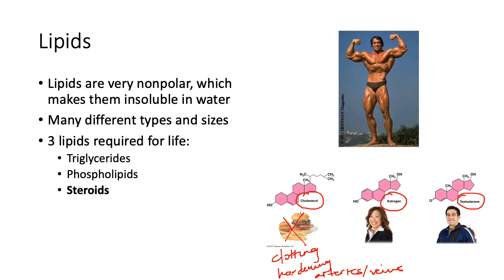But these are the three types of lipids that are required for life. Triglycerides really work as energy storage molecules. The phospholipids are going to basically make a main component of our cells, and the steroids are really important for signaling and regulating body functions in our body.